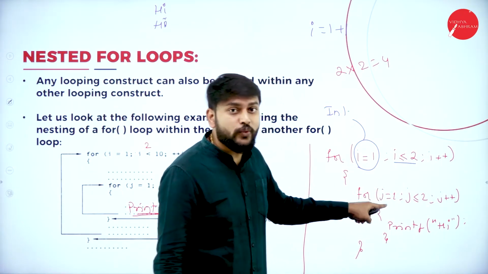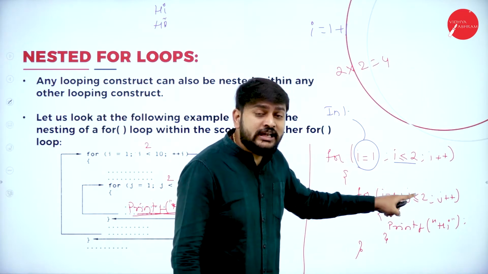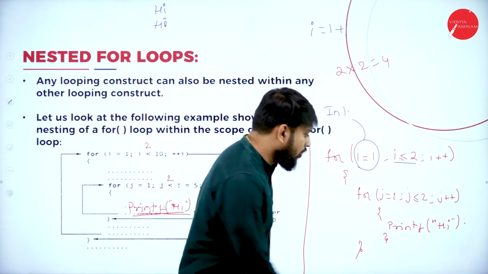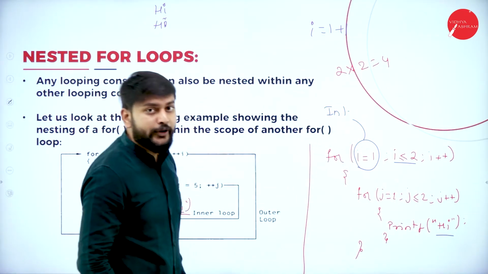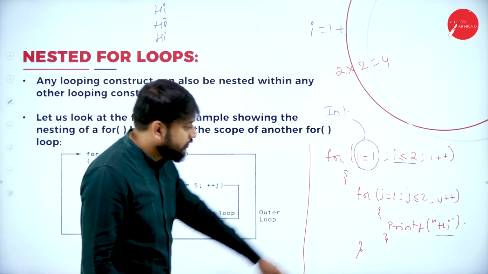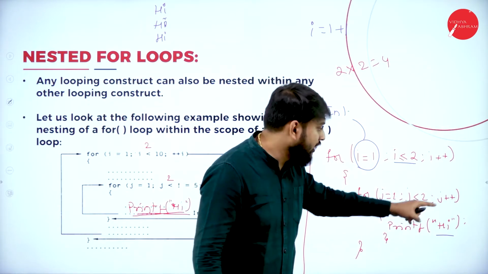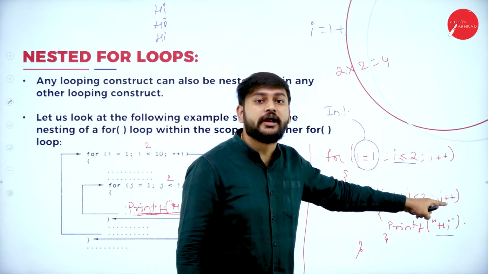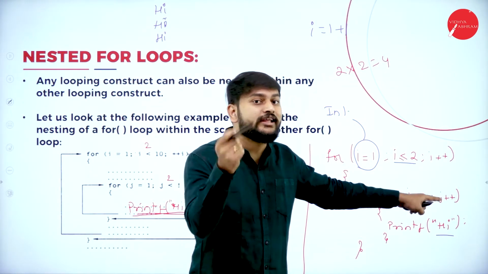So J value is equal to 1. So it is checking 1 is less than or equal to 2. Condition is true. Again, it will print whatever the statement that I have. So it will print high. Once it is printing high, again J value will be incremented. So it was 1, it is getting incremented to 2.